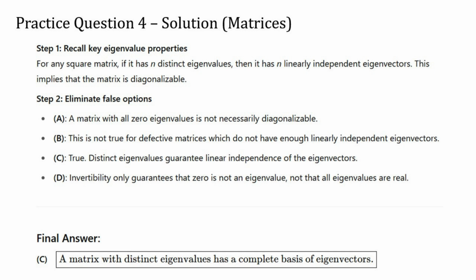That leaves us with option C as the only statement that is always true. If a matrix has distinct eigenvalues, then it will always have a full set of linearly independent eigenvectors.